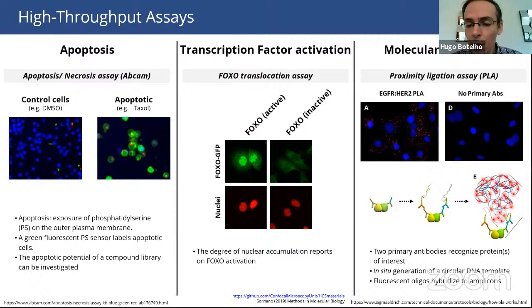So in all of these cases, you have assays which produce a very clear outcome, and you can use each of these setups to screen libraries of compounds and detect whether there is apoptosis, activation of transcription factors, or molecular interactions going on in the sample.